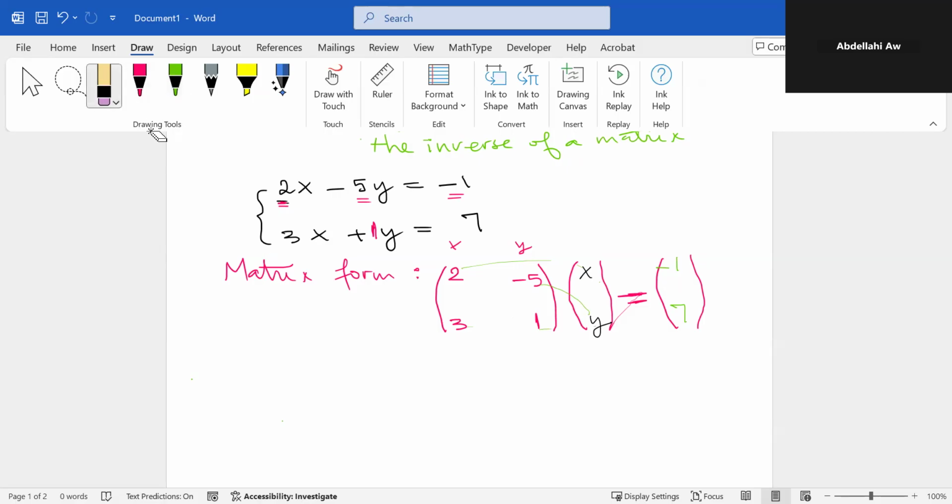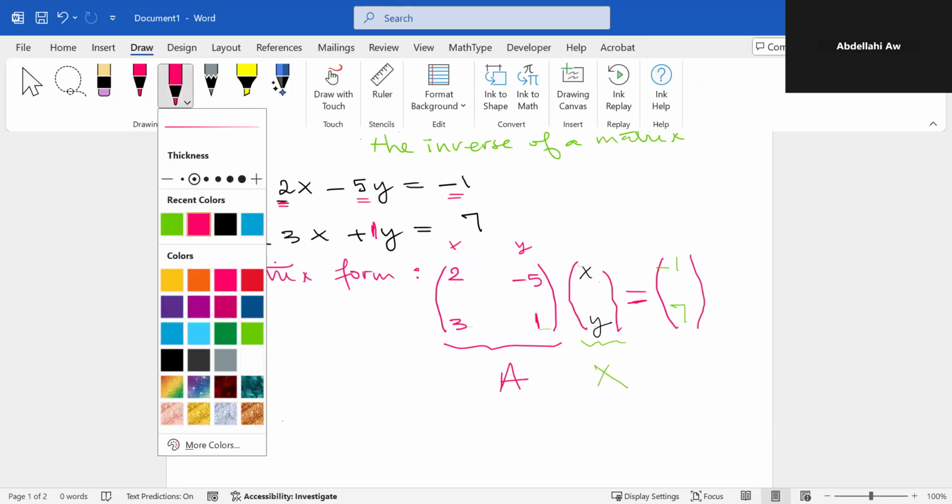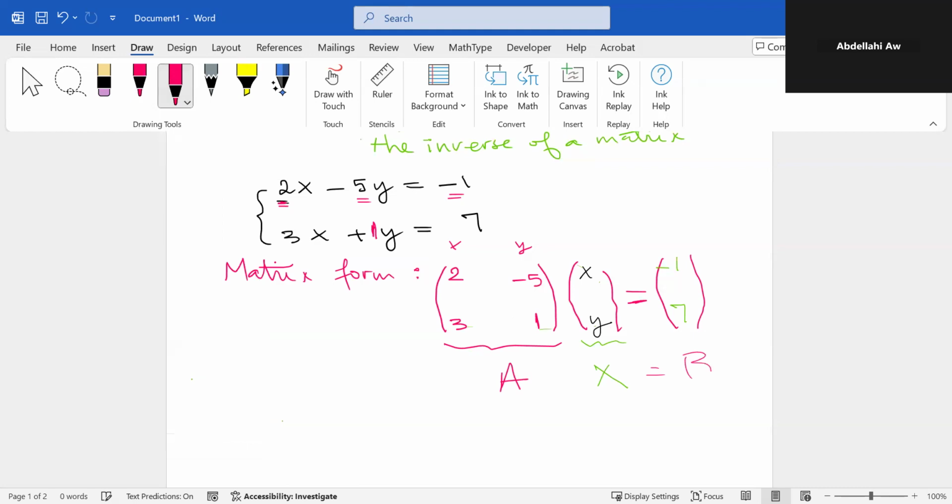All right. So now that we have the matrix form, let's label them. This one, the first one here, I call it the matrix A. And this one here, the column of the variables, I call it the matrix capital X. And the other one here, I call the matrix B. So this is my matrix form, AX equals B.